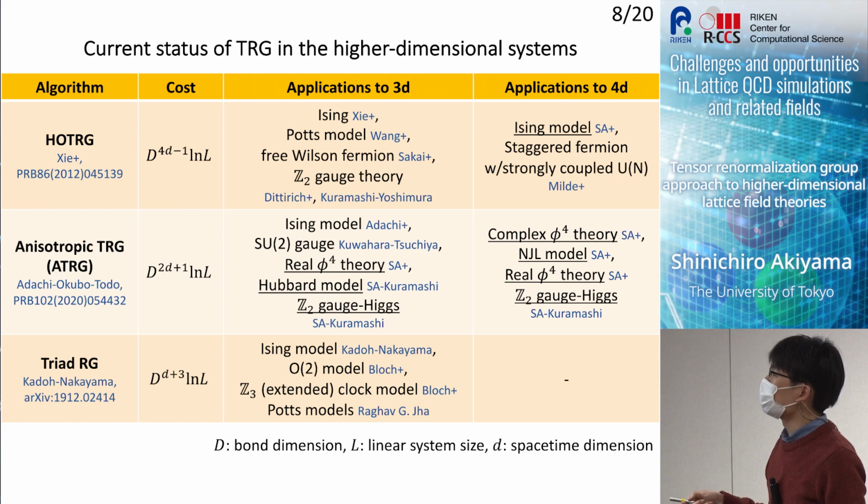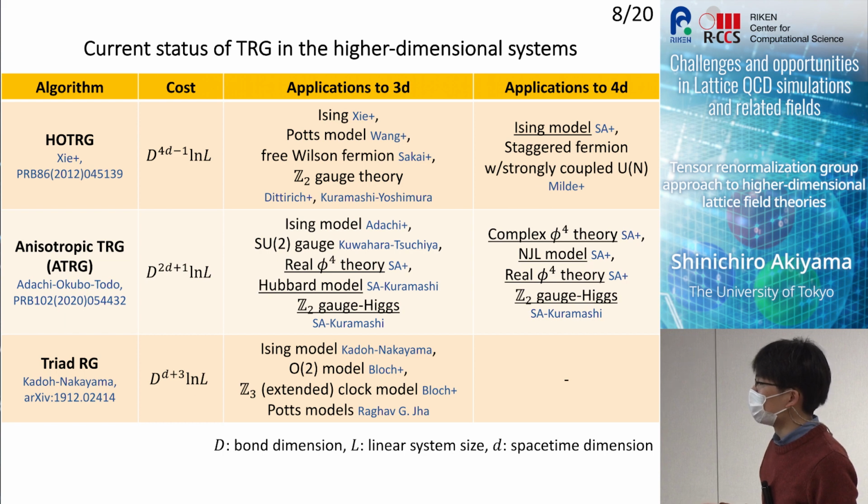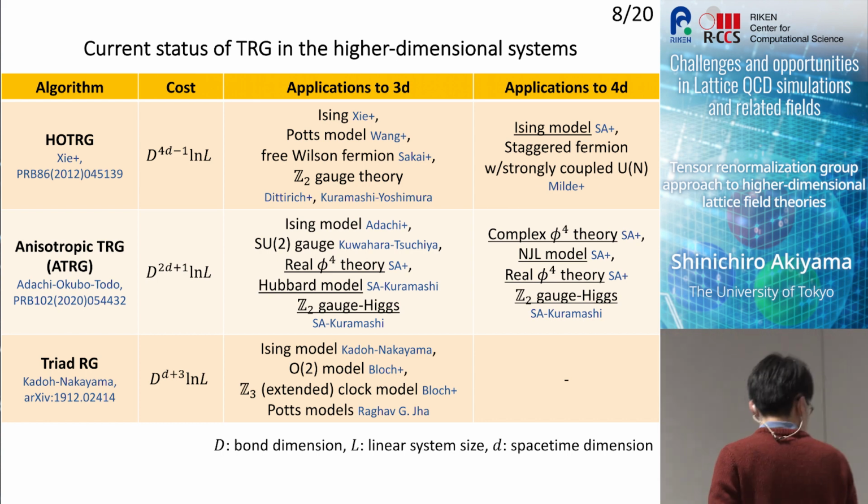So recently, these algorithms are widely used. Recently, the ATRG algorithm has been applied to, for example, the 3-dimensional non-abelian pure gauge theories. This algorithm is also applied to 4-dimensional systems like this. And the triad RG has also been applied to several 3-dimensional spin models, something like this.